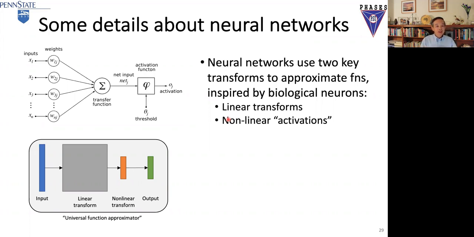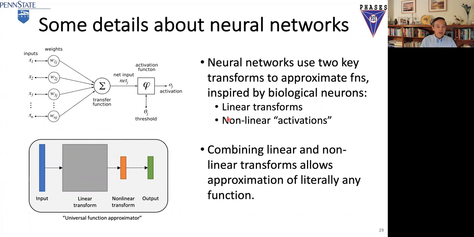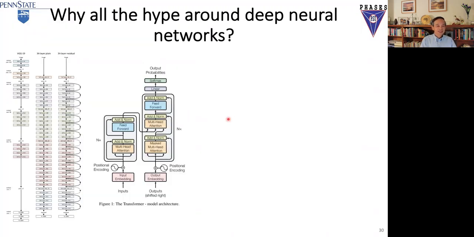Now, this looks very simple. However, if you put a lot of them together, you can approximate almost any function, all functions. The idea is really that you can put so many of these linear transforms and activations together that they can basically mimic all kinds of functions.